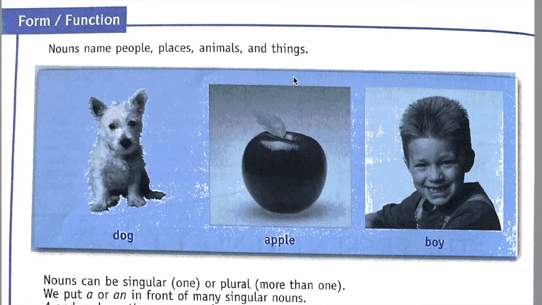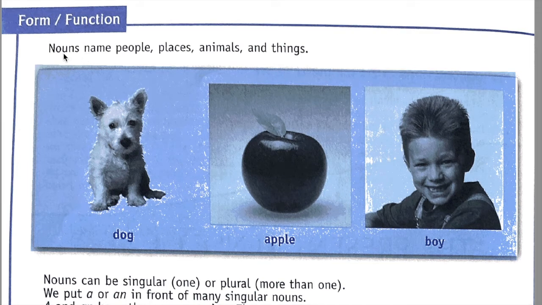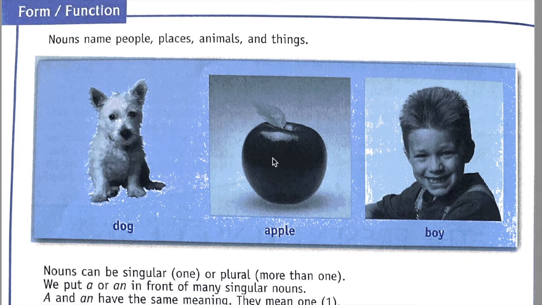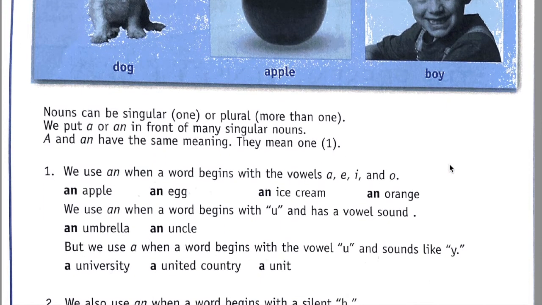All right, so these are the directions to your worksheet. We're working with nouns right now, singular and plural nouns. Nouns basically name people, places, animals, and things, such as a dog. A dog is a noun, an apple, boy. These are singular nouns, they're just one. So nouns can be singular, one, or plural, more than one.